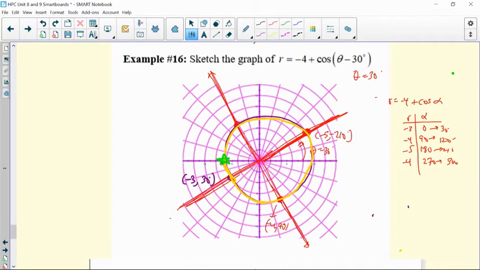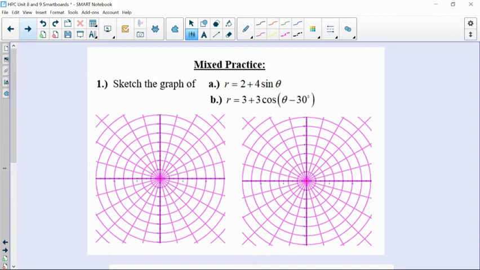So technically, I have to put the star right there at the 0 degrees, because at 0, I'd get a negative radius. So just be really careful about that. But then it's been rotated 30 degrees in a counterclockwise direction. Okay. Now there's another rotation in the mixed practice. So this 3 plus 3 cosine of theta minus 30. Again, it's a 30-degree rotation, and it's 30 degrees in a counterclockwise direction.